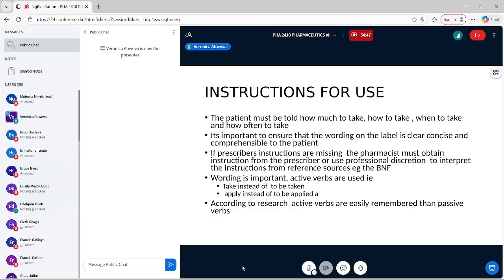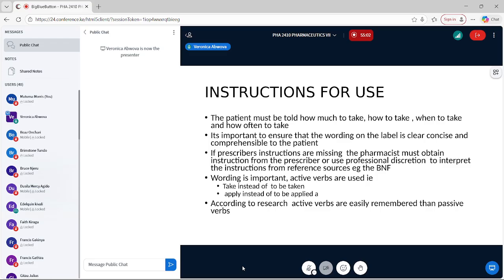Okay. Are they taking it once a day? Are they taking it twice a day? Are they taking it once a week? Or are they taking it once a month? You will come across drugs that are taken once a week, drugs that are taken once a month.